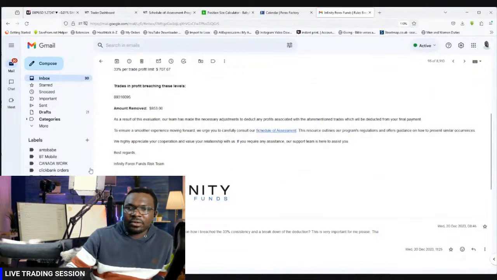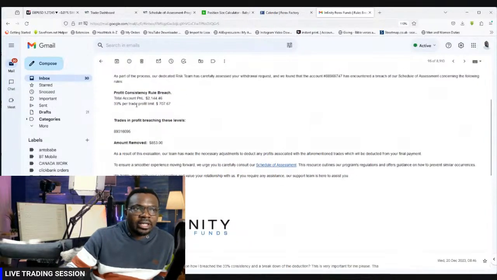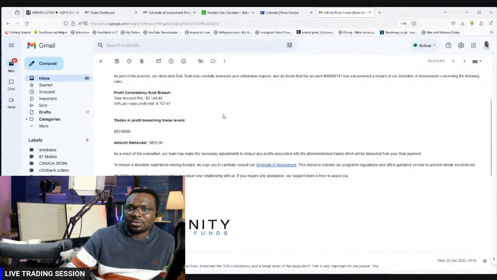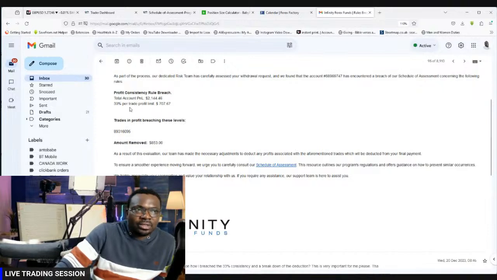They did not give me a volume consistency rule. They only gave me the profit consistency rule, which is this one. Look at that. You see, they say profit consistency rule breach. That's what they call it. Profit consistency rule breach. So what they've done is they say total P&L is this.